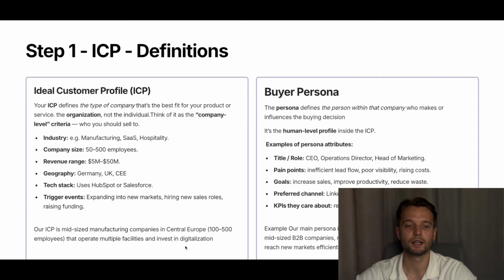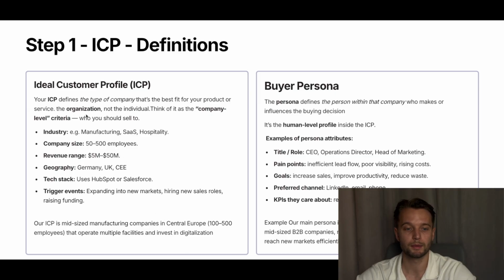So now let's start with the definitions. I went through it really quickly, but I'll show you more in detail. So your ICP is the type of company that's the best fit for your product or service. It's the organization and not the individual, right? So think of it as company-level criteria, who you should sell to.